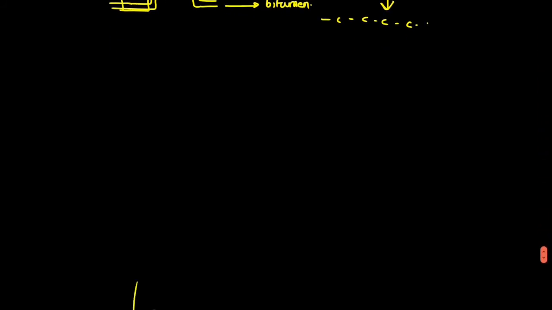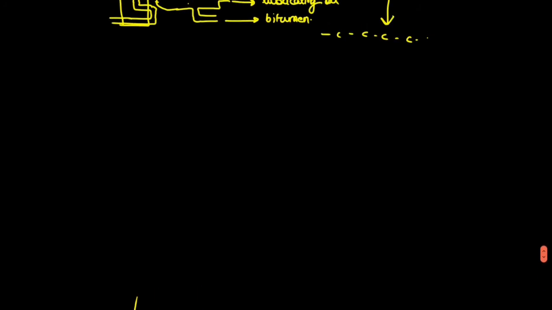Alright, now coming to the uses. I need to erase this. Okay, so first of all, the use of natural gas. The natural gas is used for cooking purposes in cylinders.